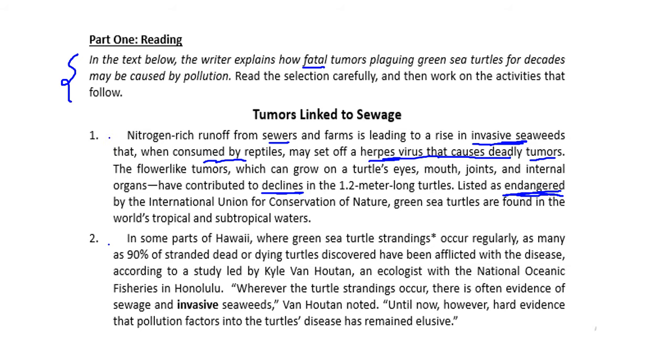Paragraph 2. In some parts of Hawaii where green sea turtle strandings, meaning they're stuck here, occur regularly, as many as 90% of stranded or stuck, dead or dying turtles discovered have been affected by the disease. According to a study led by Kyle Van Houten, an ecologist, a person who studies the ecosystem environment, with the National Oceanic Fisheries in Honolulu. Honolulu is the capital of Hawaii. Wherever the turtle strandings occur, there is often evidence of sewage and invasive seaweeds, those sea plants.